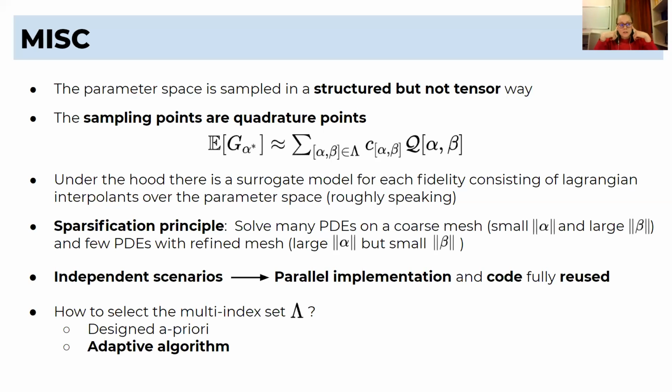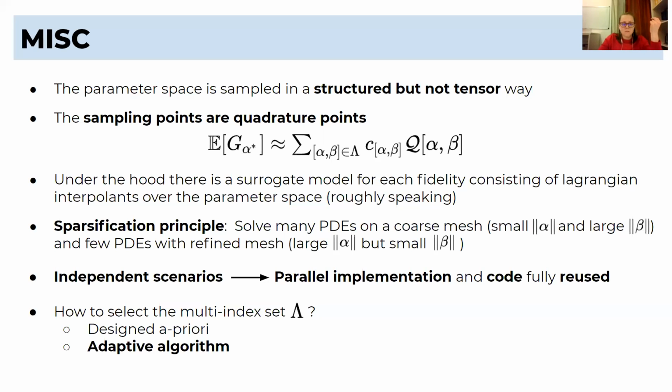Then the smart choice we have to make is how to select this multi-index set lambda. So how do we choose which multi-indices alpha beta, which discretizations, enter in the approximation? The spirit must always be the same: whenever we refine in physical space, we do not refine in parameter space and vice versa, or whenever we refine one parameter direction, we do not refine the second parameter direction and so on.